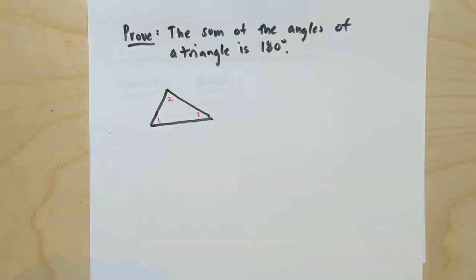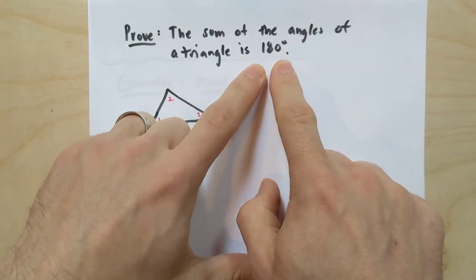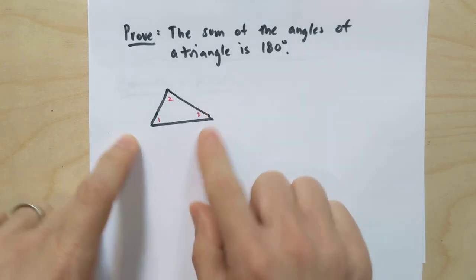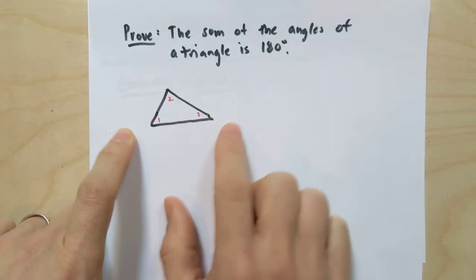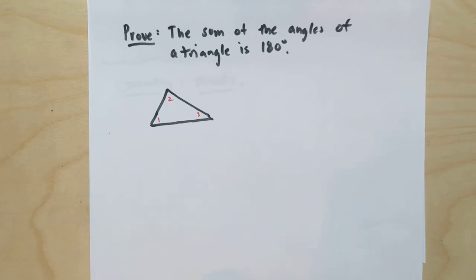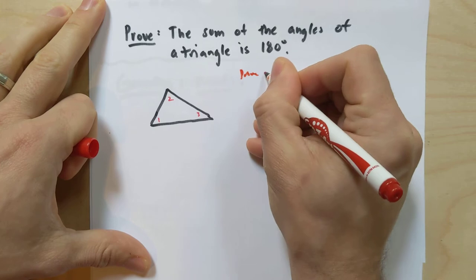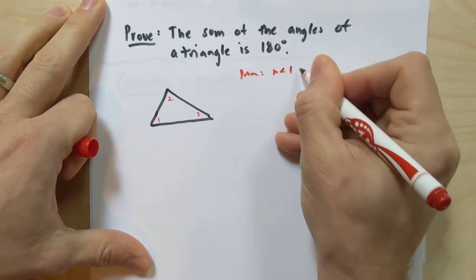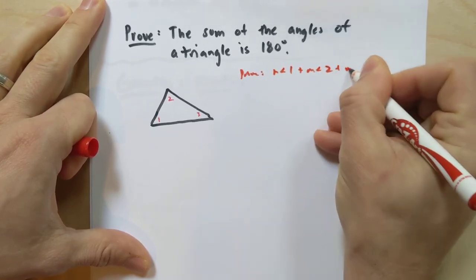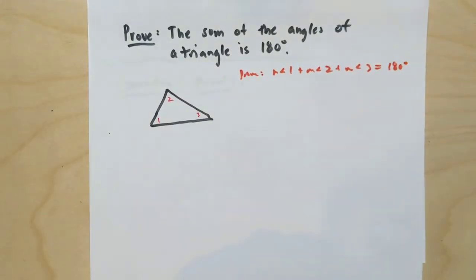And this is a famous statement. Almost everyone should know, I hope everyone knows this, that the sum of the angles of a triangle is always 180 degrees, no matter the triangle. So I drew a little triangle here. It's a scalene triangle, and I numbered its angles 1, 2, and 3. And so in this particular context, what I'd want to try to prove is that the measure of angle 1 plus the measure of angle 2 plus the measure of angle 3 actually equals 180 degrees.